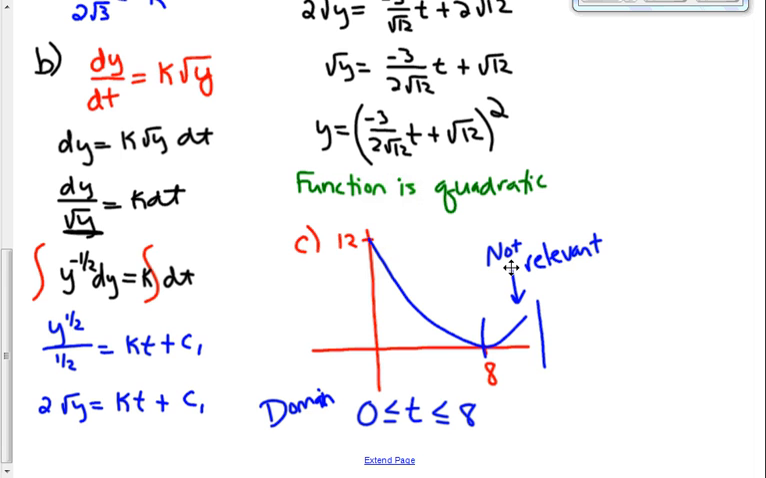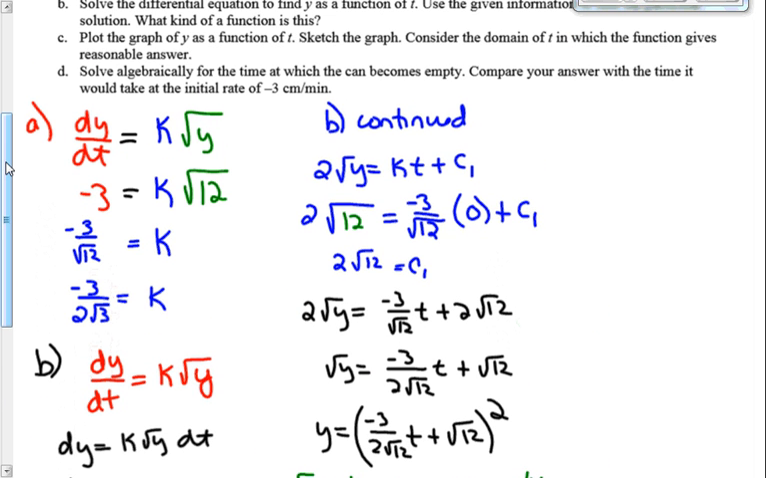Moving on to part D. Solve algebraically for the time at which the can becomes empty. Compare your answer with the time it would take at the initial rate of negative 3 centimeters per minute. So let's go ahead and look at using this. If we use the initial rate of negative 3 centimeters per second, we're going to use this, that dy dt is negative 3.